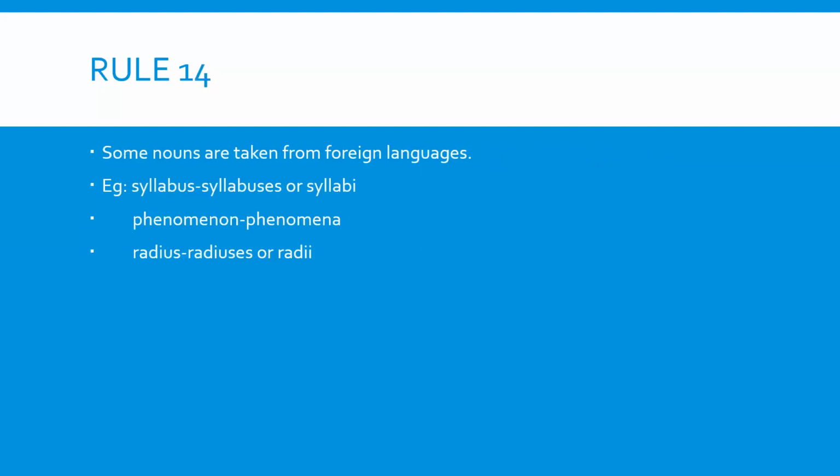Rule number 14. Some nouns are taken from foreign languages, like syllabus. The plural of syllabus would be syllabuses or syllabi. And that's how you spell it. Phenomenon, phenomena. Radius, radiuses or radii with a double I. Strange, right?